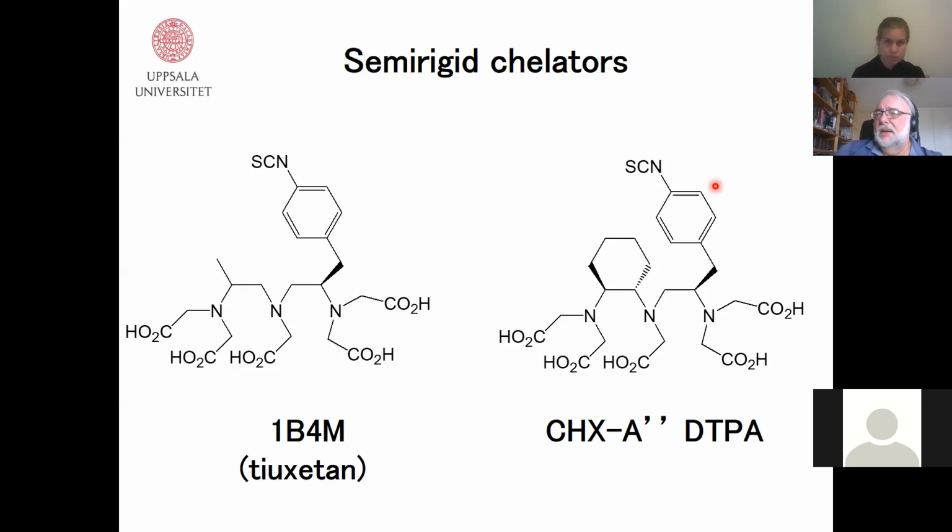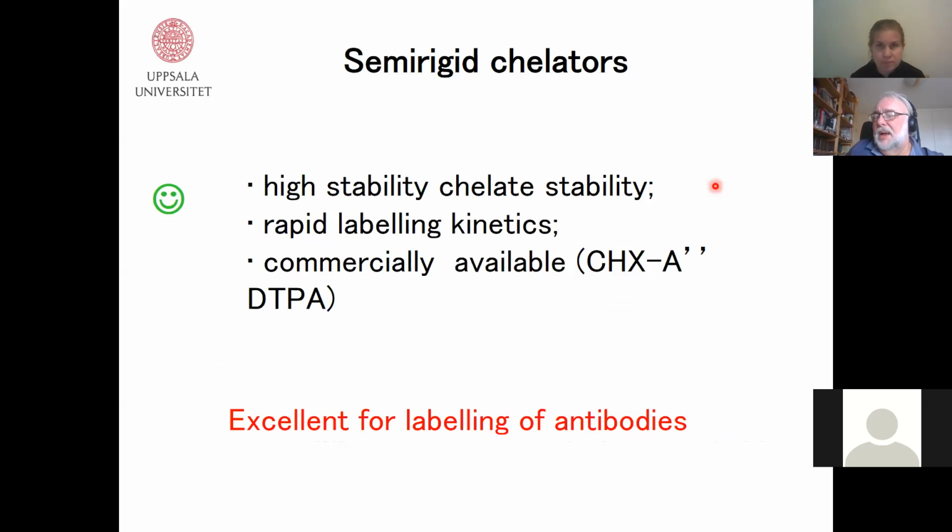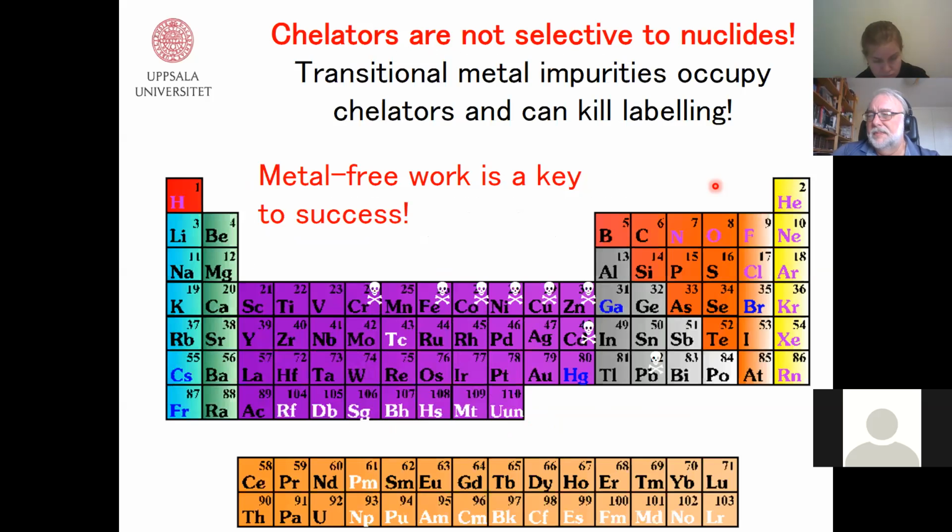So acyclic chelators are chelators of choice when you need to label sensitive proteins, such as antibodies. So they offer high stability, rapid labeling kinetics, and they are commercially available, which simplifies your life pretty much.